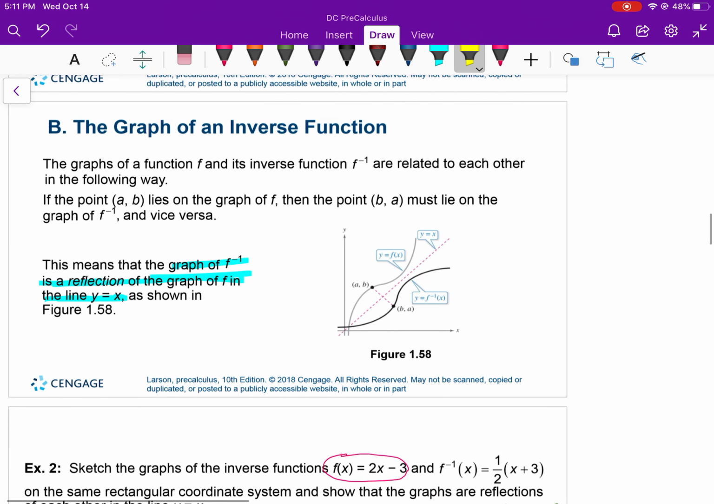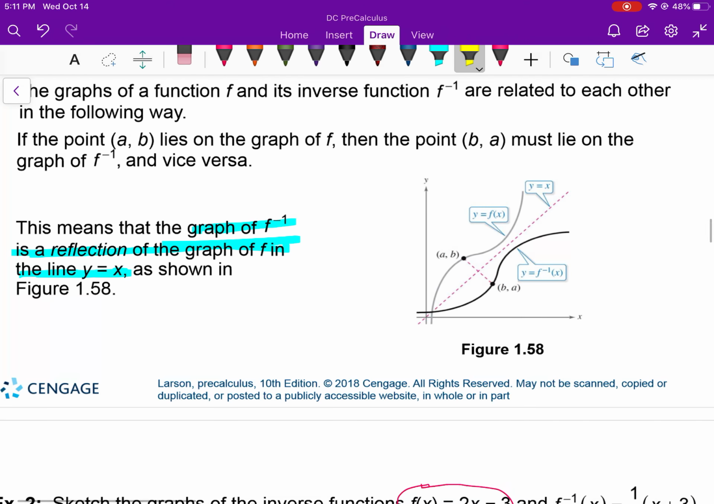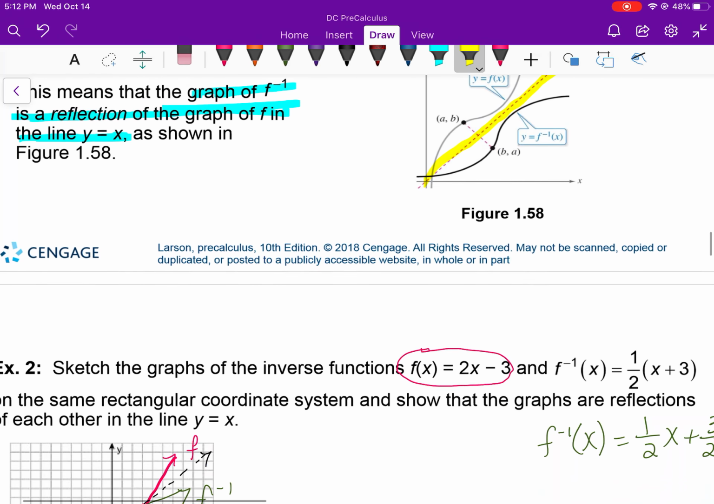When you graph inverses, functions that are inverses of each other can be reflected about the line y equals x. So that's this line right here. F of x is the gray line or curve, and f inverse is the black. And if I fold one curve over that line, I get the other curve. So we say the line y equals x is a line of symmetry for the function and its inverse.